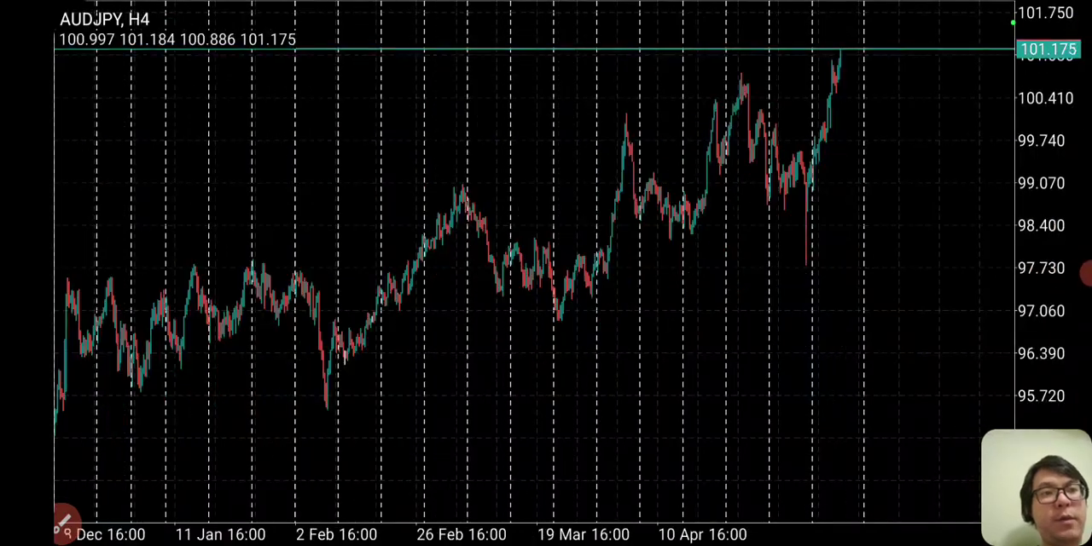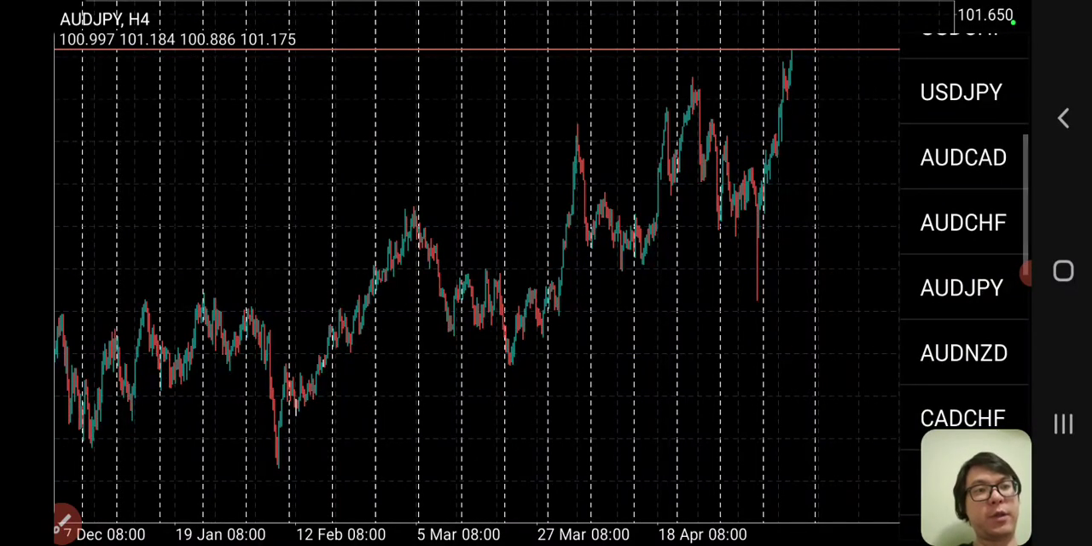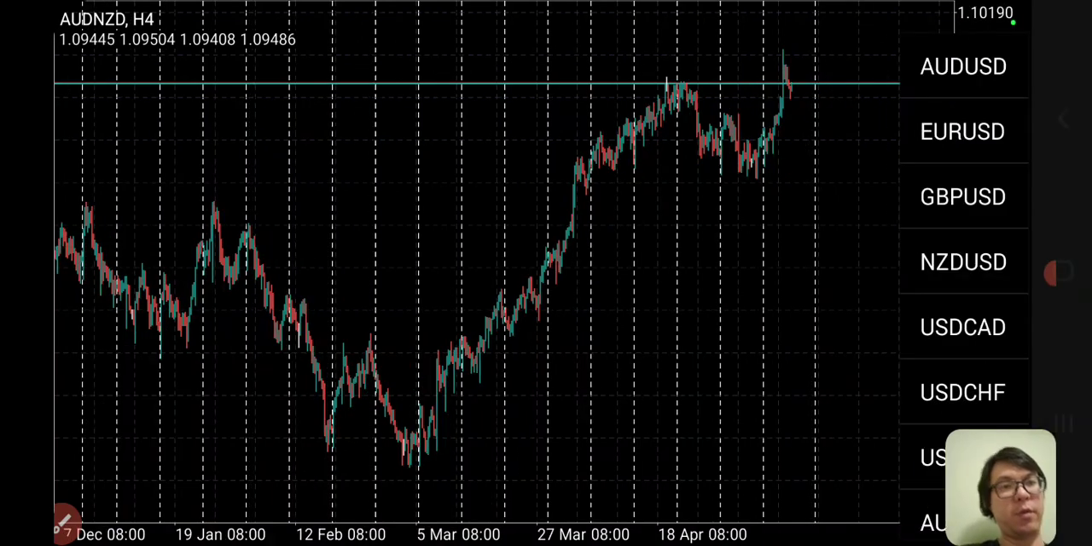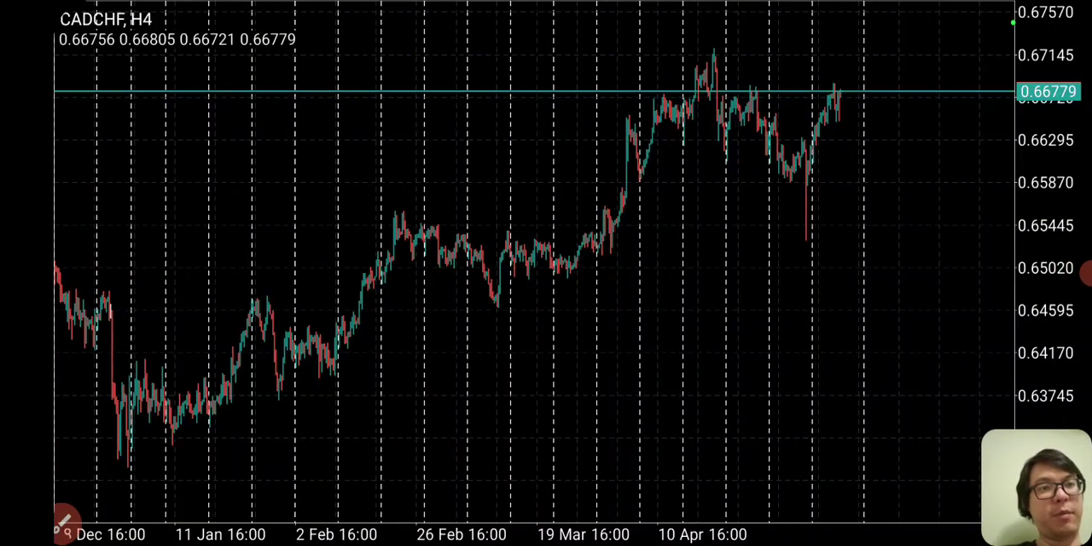Aussie Yen. So all the yen pairs are shooting up. There's nothing to expect at this setup right here, so just keep moving. Aussie New Zealand. There is no holding back for the uptrend at this point. No trend line break. We will keep looking to see if there's anything that's been set up.